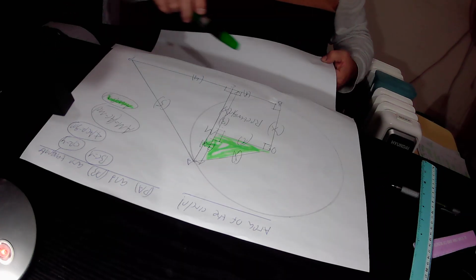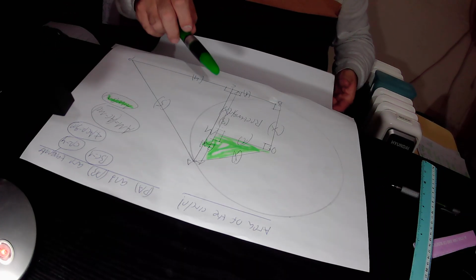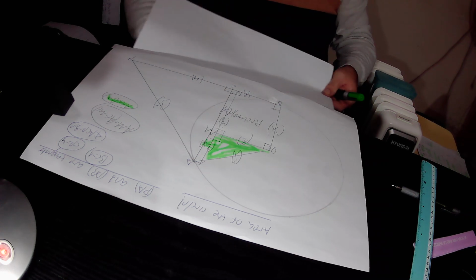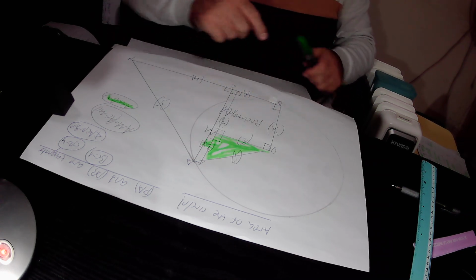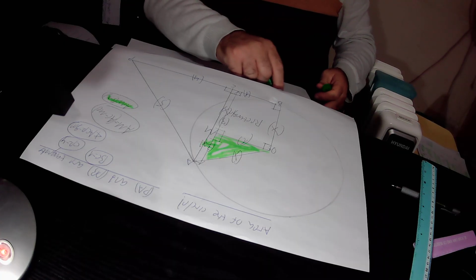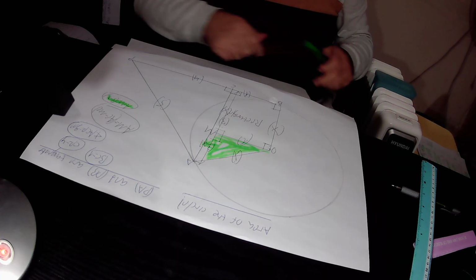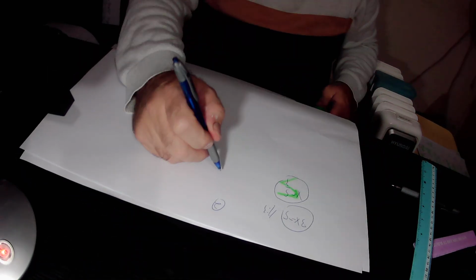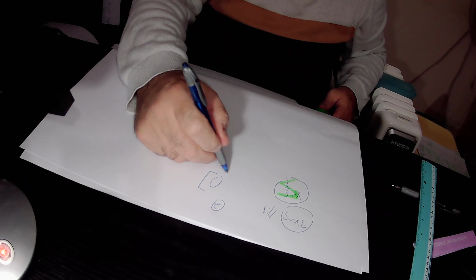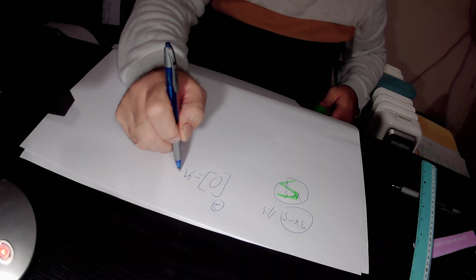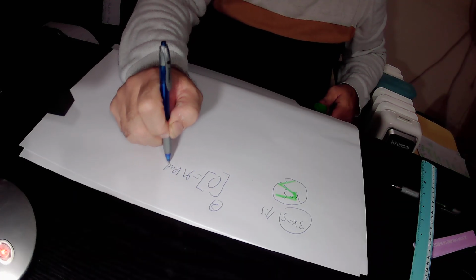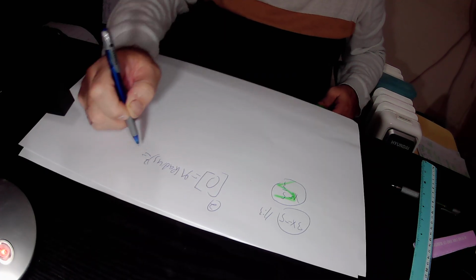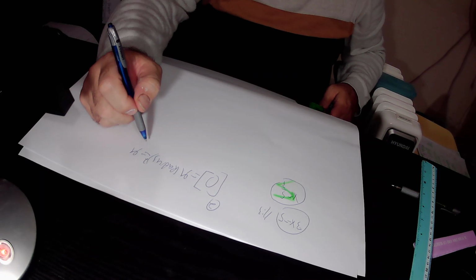X is the radius of this semicircle, x is the radius of this circle. Our task is to find out the area of this circle. Actually we know that the area of any circle equals pi times the radius of the circle squared. And therefore the area of our circle must be equal to pi times the radius of our circle squared.